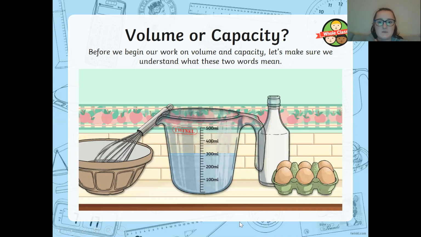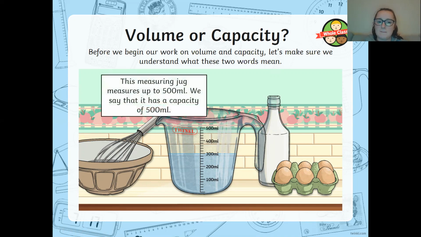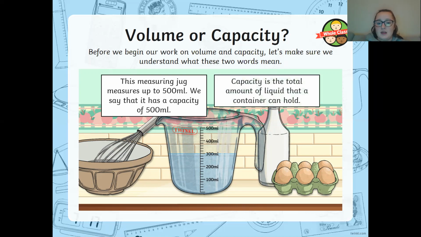So here it says, before we begin our work on volume and capacity, let's make sure we understand what these two words mean. A measuring jug measures all the way up to 500 milliliters. So you can hold up to 500 milliliters of whatever liquid you want in this jug. We say that it has a capacity of 500 milliliters, because that jug will only hold up to 500 milliliters. Capacity is the total amount of liquid that a container can hold.